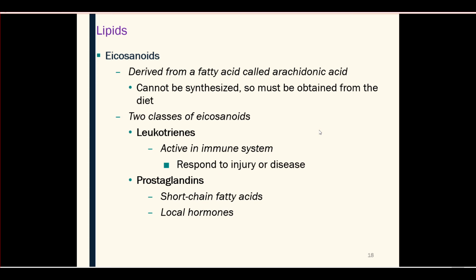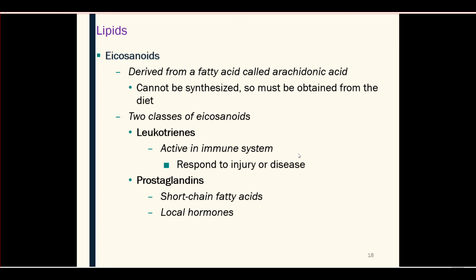Now, there's two classes of icosanoids. Leukotrienes are the first one. These are actually what help to cause inflammation. When you have inflammation, these chemicals are released to cause inflammation, right? So they typically respond to some injury or disease. Don't write this down, but a lot of times asthmatics, people that have asthma, produce too many leukotrienes, and they'll actually take drugs that are leukotriene inhibitors, right? They actually block the release of leukotrienes.